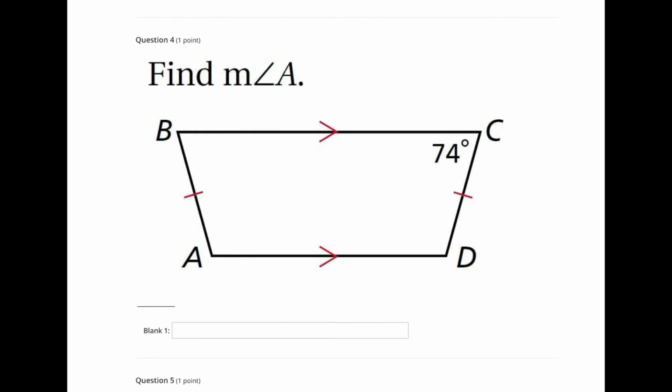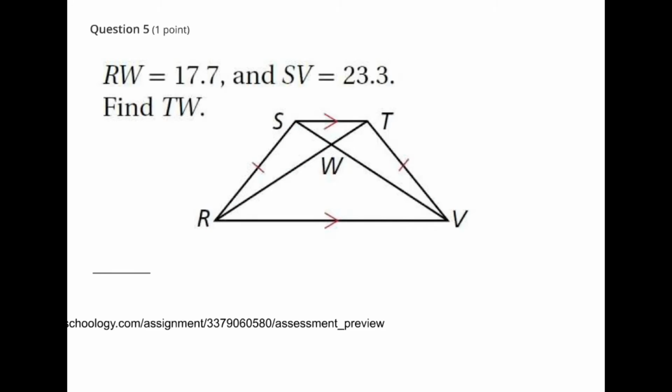In number 4, to figure out the angle A, for this trapezoid, we take 180 minus 74. And what's left is 106, and there's our answer. For number 5, diagonals are going to be congruent in these isosceles trapezoids. So if the entire SV is 23.3 and RW is 17.7, this missing piece we can subtract 23.3 minus 17.7. What's left is 5.6, and that's our answer.